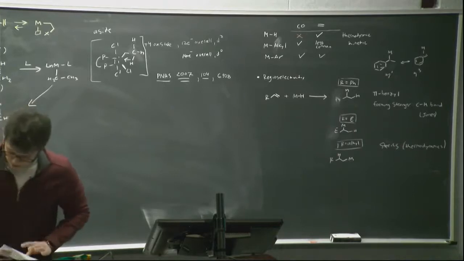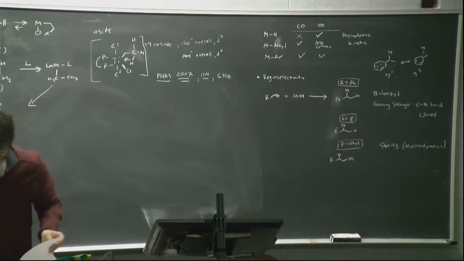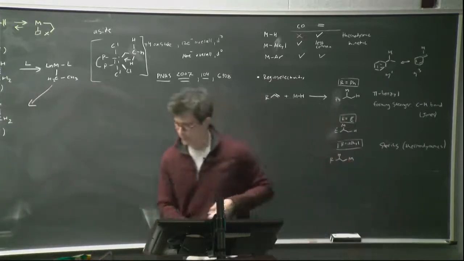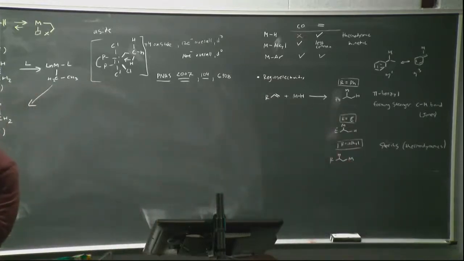Okay, so let's think about problem of the day number one, while I clear out a little bit of the blackboard. So this I think will be a quick one. It asks you to consider two isomeric forms of an iridium COD dihydride complex and rationalize an empirical observation that one undergoes migratory insertion much faster than the other.